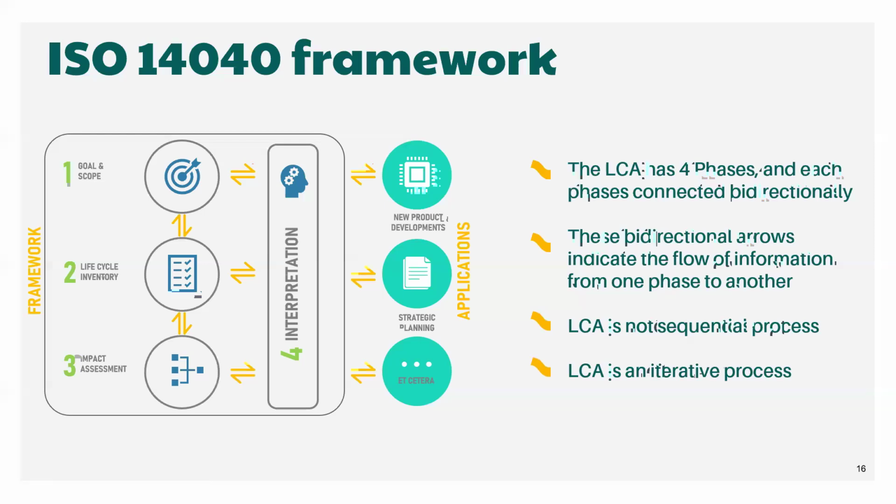Moving forward, we have the ISO framework here, and it is important to understand and remember these four key steps, which we are going to discuss step by step in this lecture. The framework consists of the life cycle assessment procedure and connections to practical applications. The four main phases of LCA involve different types of data, assumptions, procedures, and calculations. As you can see here, there are four steps: goal, lifecycle inventory, impact assessment, and interpretation.